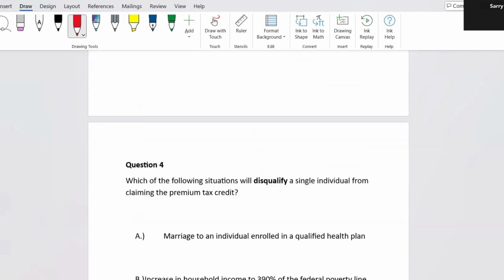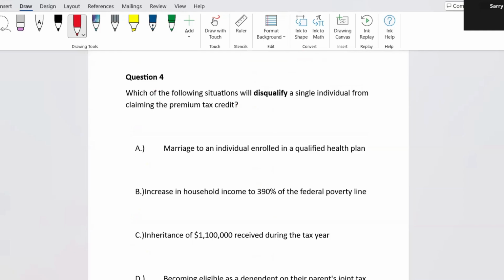All right, next one. Which of the following situations will disqualify a single individual from claiming the premium tax credit? So this is referring to the Affordable Care Act, ACA.